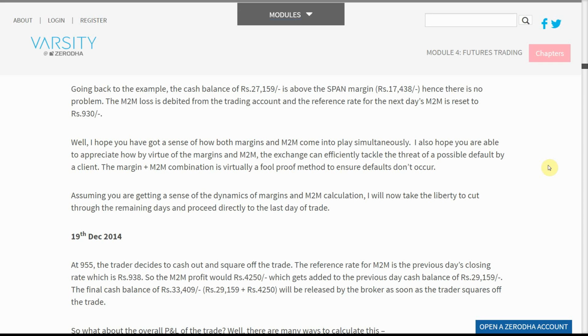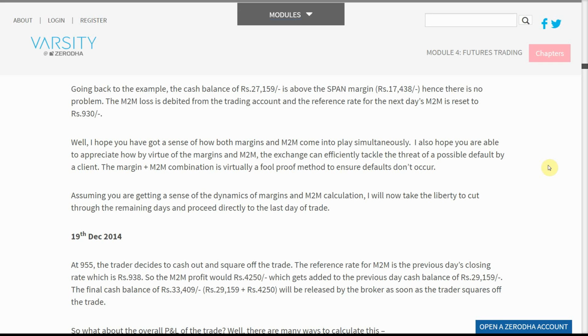Well, I hope you have got a sense of how both margins and M2M come into play simultaneously. I also hope you are able to appreciate how, by virtue of the margins and M2M, the exchange can efficiently tackle the threat of a possible default by a client. The margin plus M2M combination is virtually a foolproof method to ensure defaults don't occur.